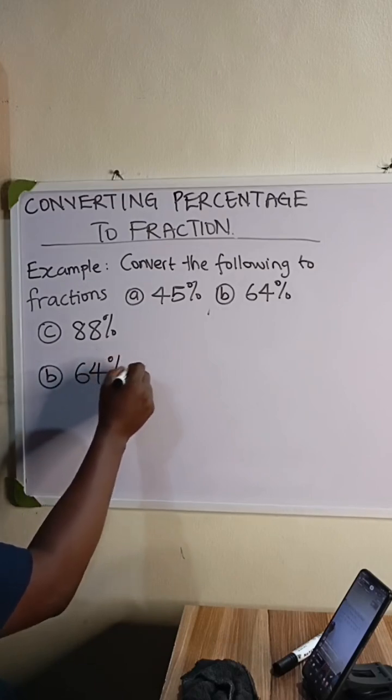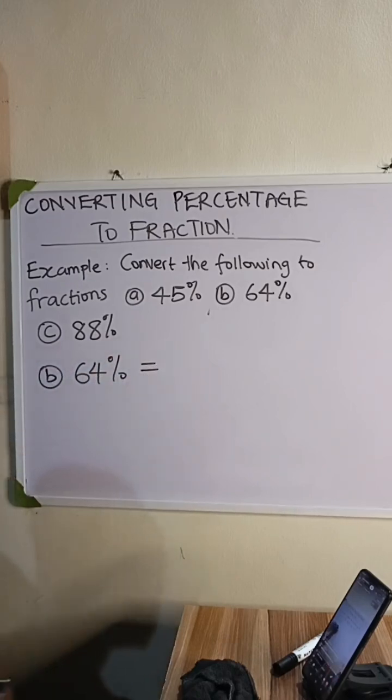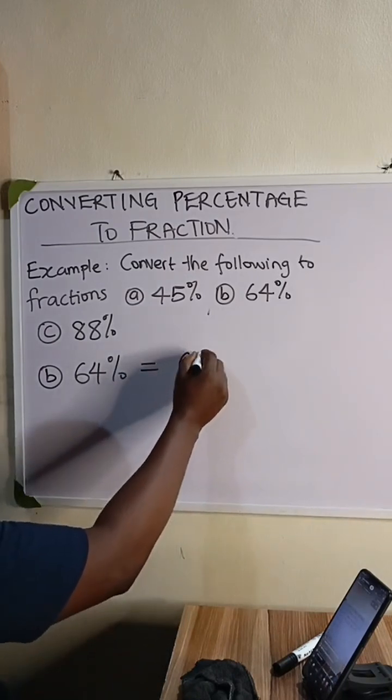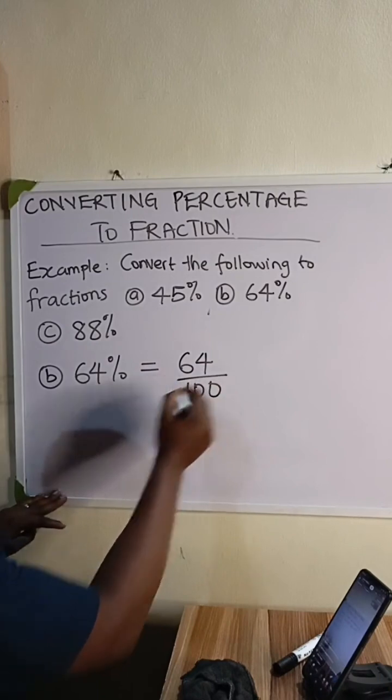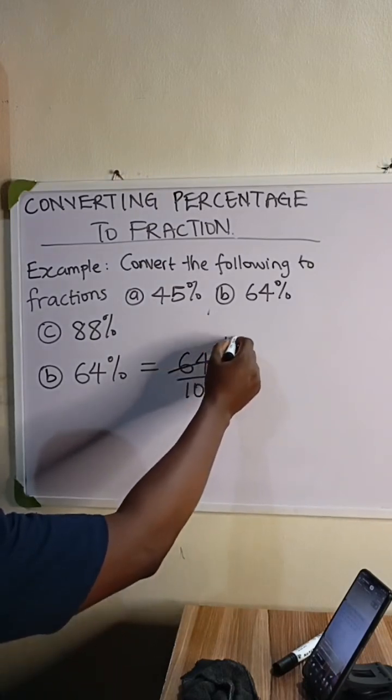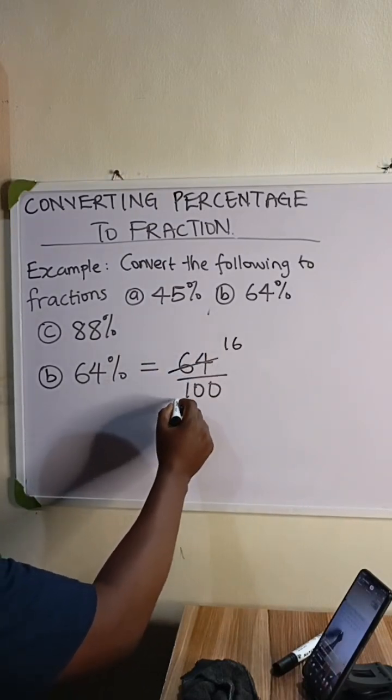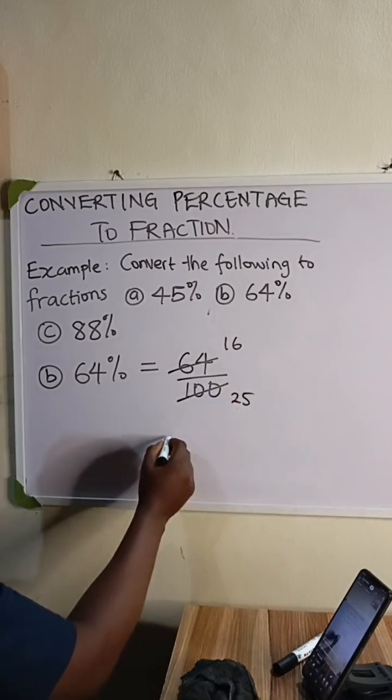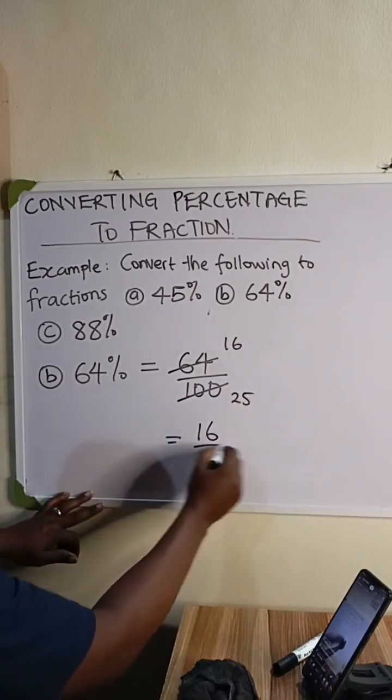64%. So converting 64% to fraction, we do the same thing as we did in the previous example, 64 all over 100. So once we write that, we have already gotten a fraction. Next, we look for a number that can divide both 64 and 100. And the largest number that can divide both 64 and 100 is 4. 64 divided by 4 is going to give us 16. 100 divided by 4 is going to give us 25. So this means our answer is 16 all over 25.